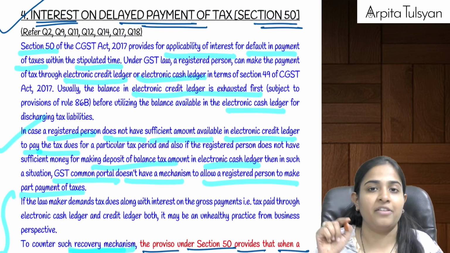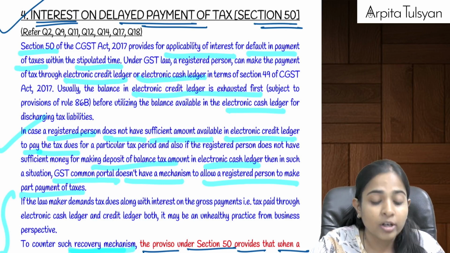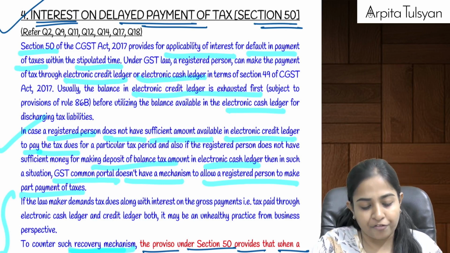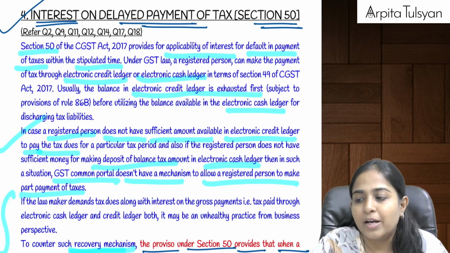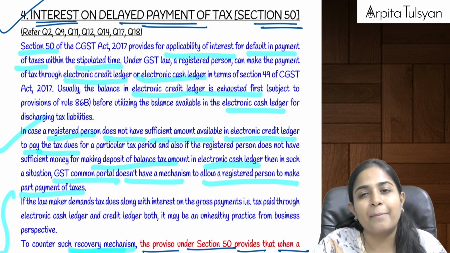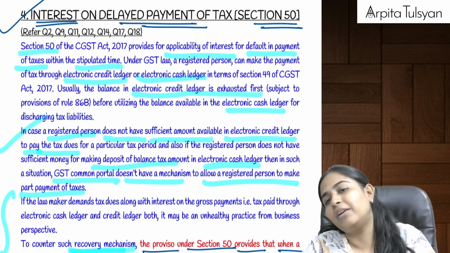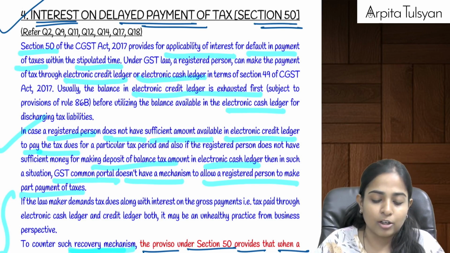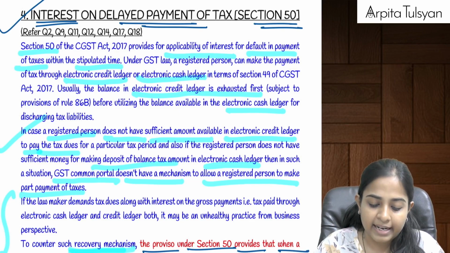Section number 50 talks about interest on delayed payment of tax. Now they say that whenever tax was payable to the government, and if we have done the payment late, then in that case on the tax payable we are required to pay the interest to the government at a rate of 18%. Okay, 18% is the rate of tax.